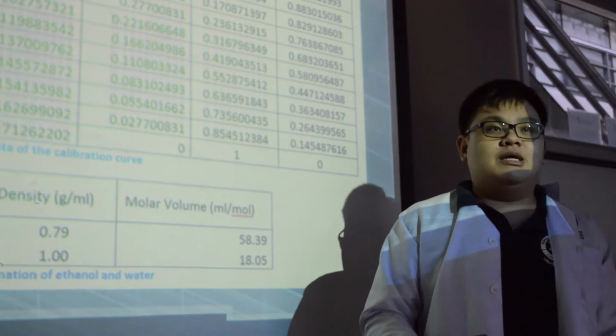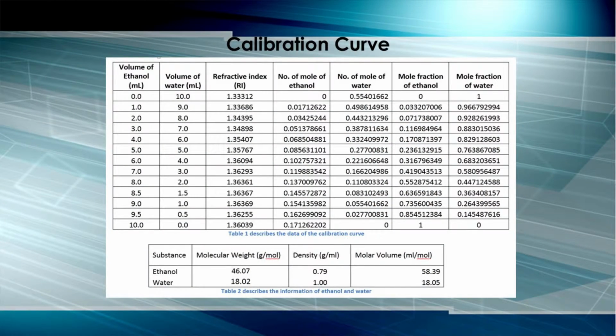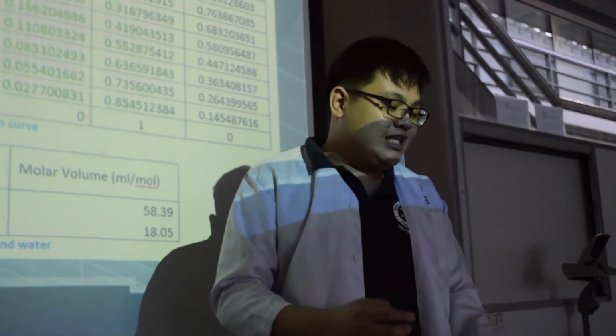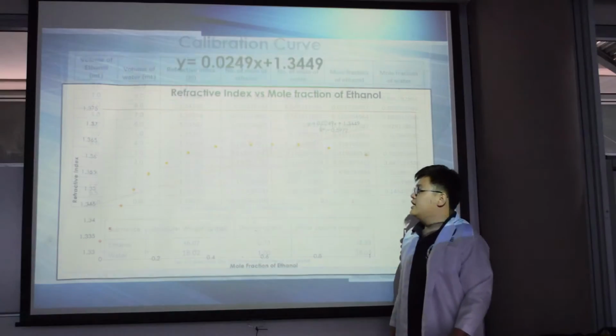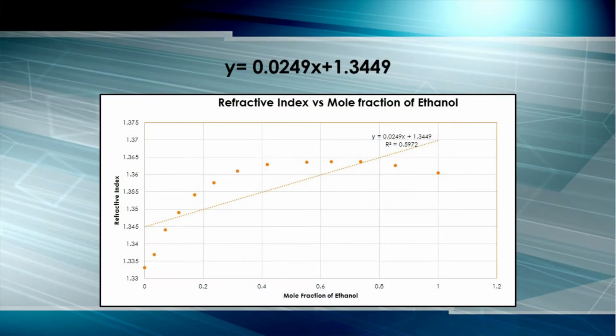Besides, we know that the molecular weight of ethanol is 46.07 grams per mole and that of water is 18.02 grams per mole. This brings a molar volume of 58.39 ml per mole of ethanol and 18.05 ml per mole of water. And this is the calibration curve, which is a linear line with an equation of y equals 0.0249x plus 1.3449.